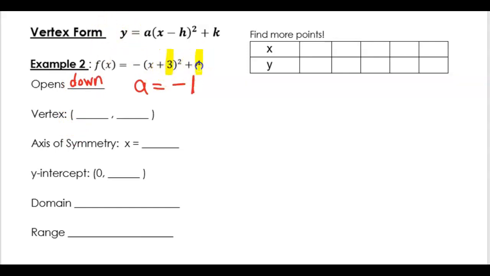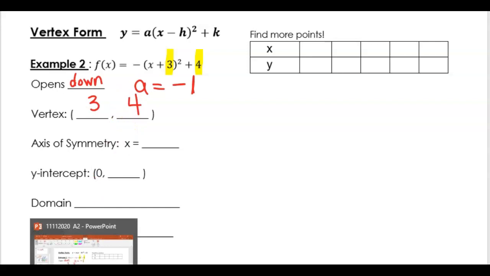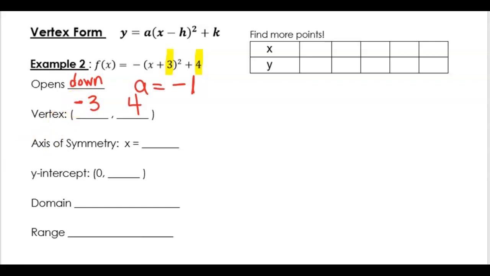The vertex comes from those two numbers, except x is a liar. If it says +3, the vertex is really -3. This one's not a liar, just that one. The axis of symmetry goes through the vertex. The axis of symmetry is going to be x equals the x part of the vertex.